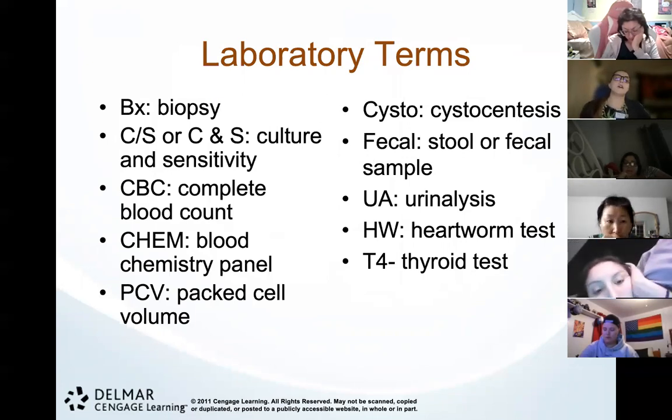PCV stands for packed cell volume. So that's how many red blood cells, what's the percentage in the blood. Now the blood usually is about 45% red blood cells and 55% plasma. Cysto, that's referring to a cystocentesis. Again, that's the sterile urine sample that's obtained from the bladder via needle and syringe, directly inserting in. Fecal, that is referring to the stool or like a fecal sample. So again, that's the poop. UA is a urinalysis, which is a urine dipstick test, as well as the specific gravity, which is the concentration of the urine.